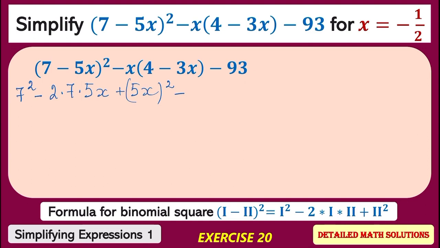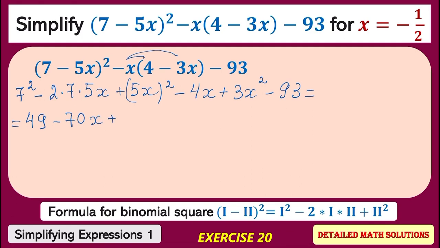Next, I'm going to open parentheses and multiply -x by 4 and then by -3x. When I do that, I get minus 4x plus 3x squared minus 93. When I simplify further, I get 49 minus 70x plus 25x squared minus 4x plus 3x squared minus 93.